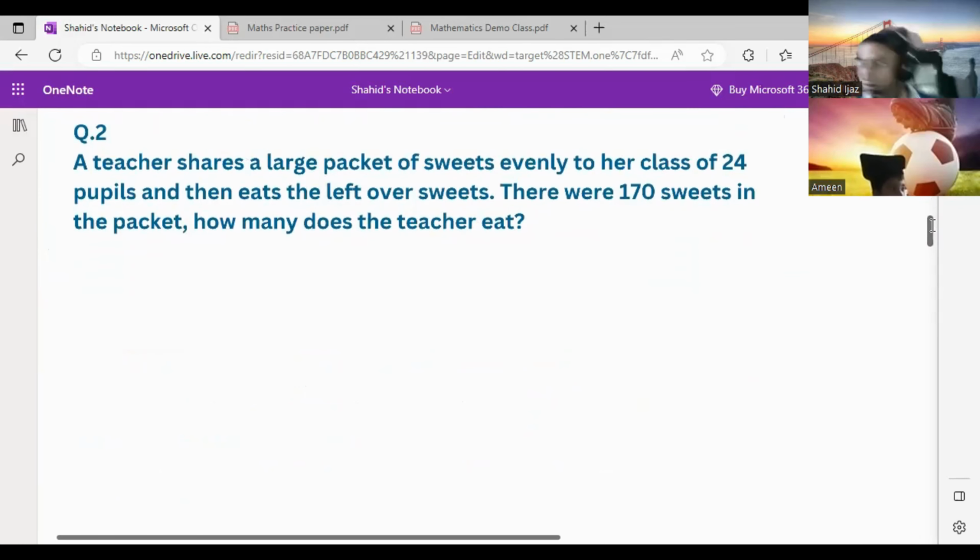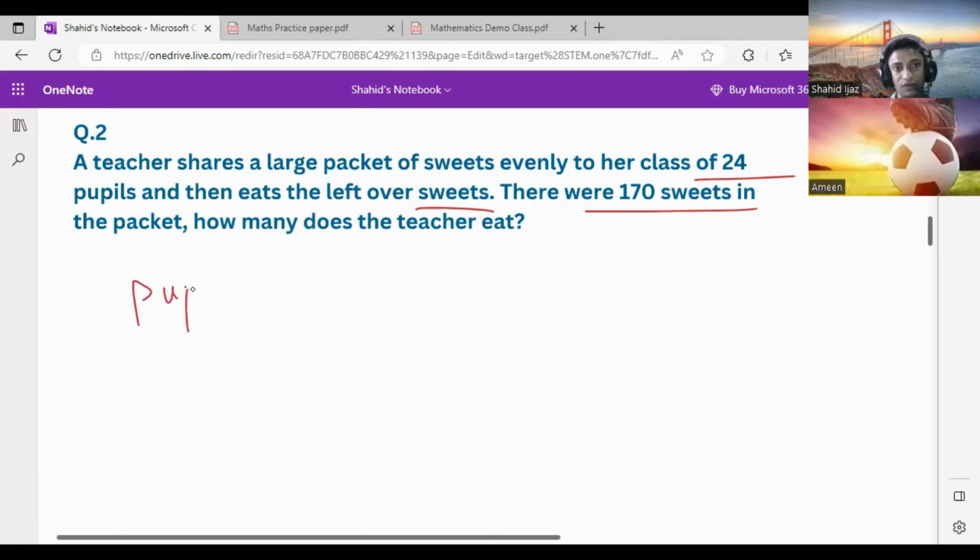My teacher shares a large packet of sweets evenly to our class of 24 pupils and then eats the leftover sweets. And there were 170 sweets in the packet. How many does the teacher eat? Try to explain the question. So first of all, the teacher has a large packet of sweets, and there are 24 people in her class, and she spreads to them evenly, and then eats leftover sweets, and there are 170 sweets.